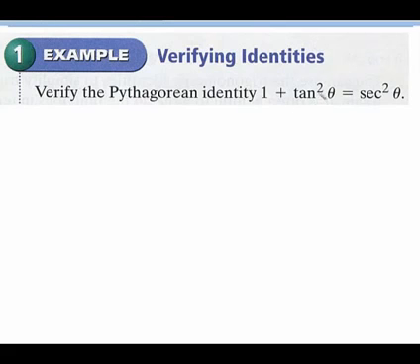Next step, after you pick a side, you want to change everything to sines and cosines. Sometimes you could substitute in some values from your Pythagorean identities, but your best bet is always to change everything to sine and cosine. So I'll have 1 plus tangent squared, which I know is sine squared over cosine squared. You could write the theta if you want. It doesn't really make a difference to me. Or you could just work it out and then put the theta in your answer at the end. That way you don't have to write it every single time. Just understand that it's there, and it represents an arbitrary angle.